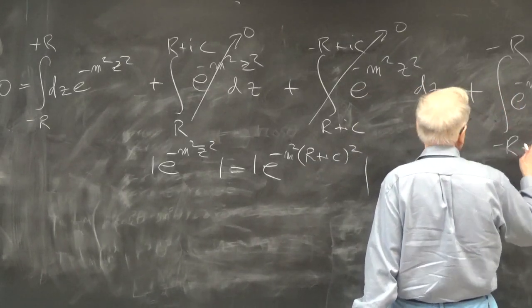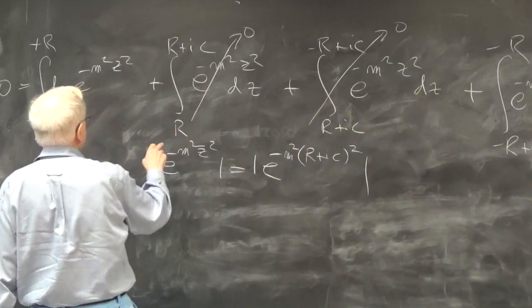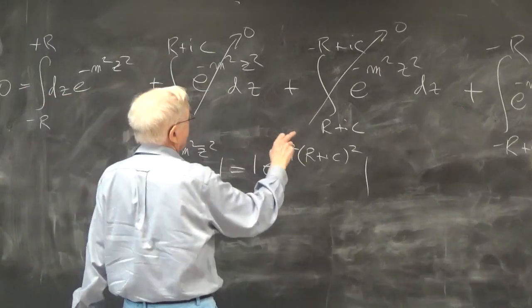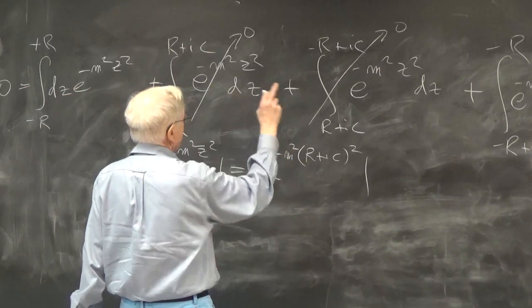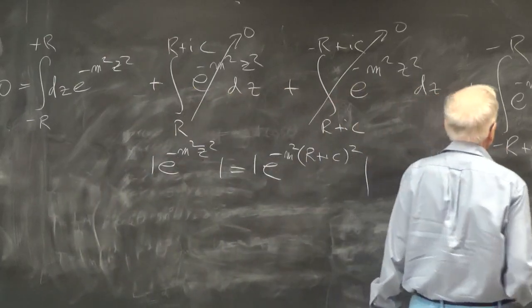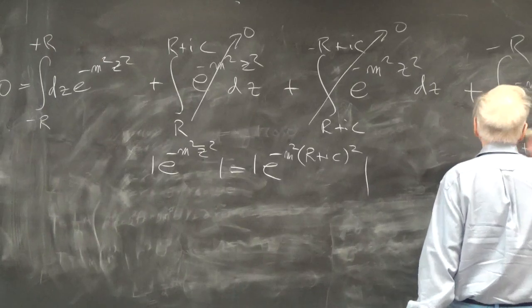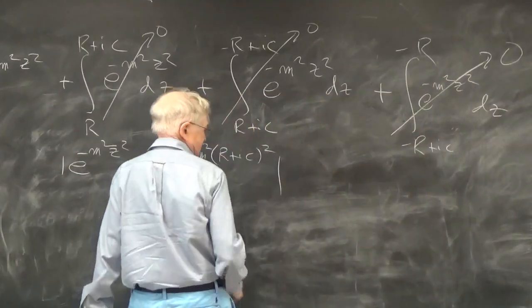Let's see, wait a minute, let me make sure I've got everything straight. There to there, that to that, that to that, that to that. Right, okay, that's all. I'm sorry, I crossed out the wrong one. This one is not 0.